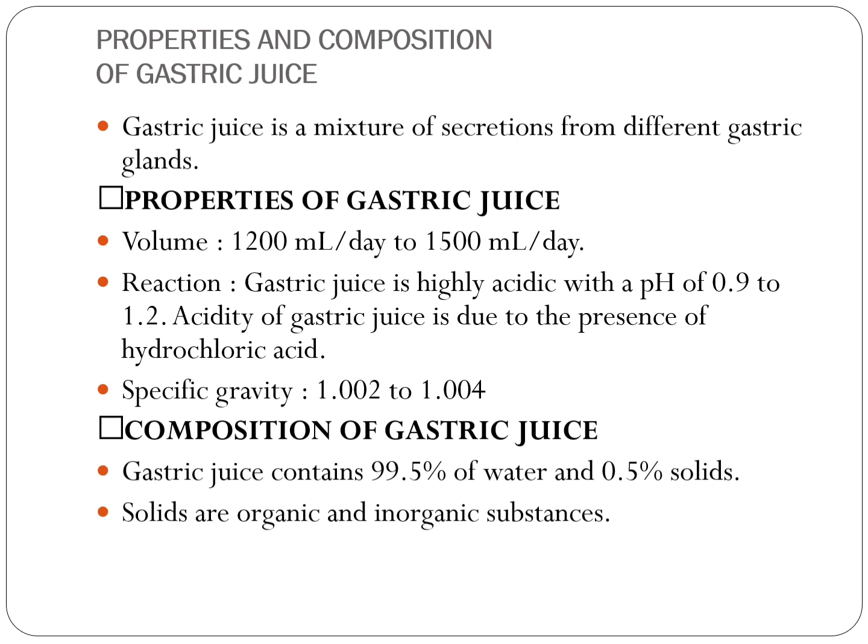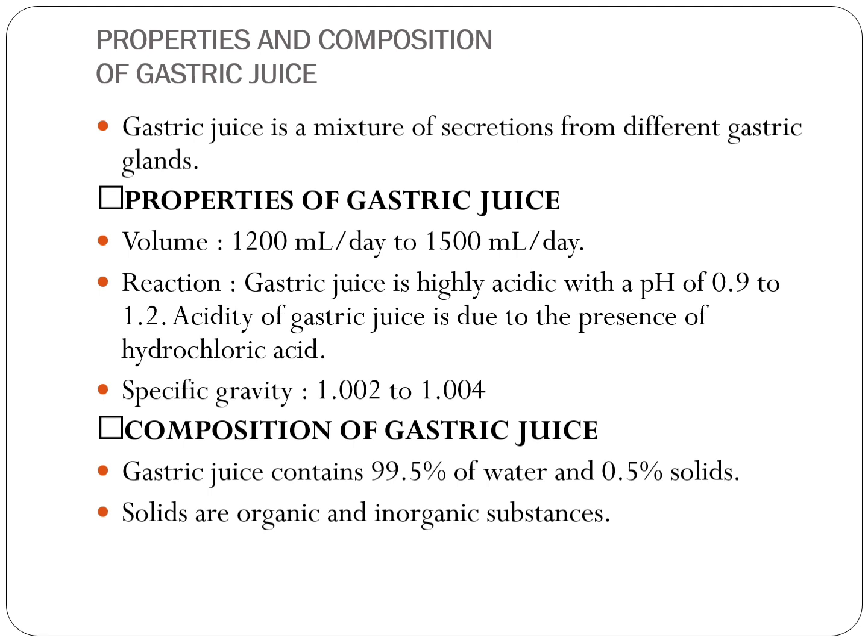Then properties and composition of gastric juice. Gastric juice is a mixture of secretions from different gastric glands. Properties of gastric juice: daily secretion is 1.2 liters to 1.5 liters. Then the reaction: gastric juice is highly acidic with pH 0.9 to 1.2, and the acidity of gastric juice is due to the presence of hydrochloric acid. The specific gravity of gastric juice is 1.002 to 1.004.